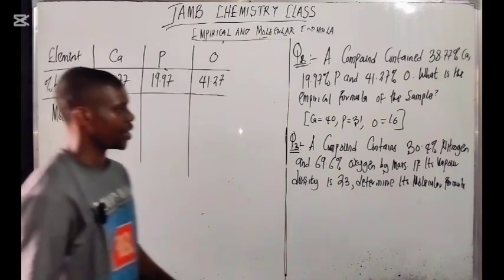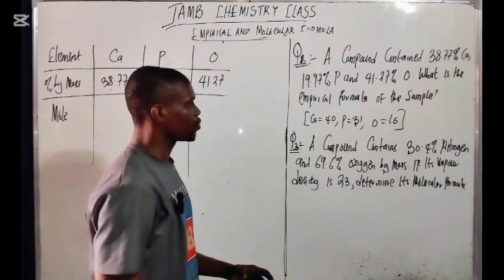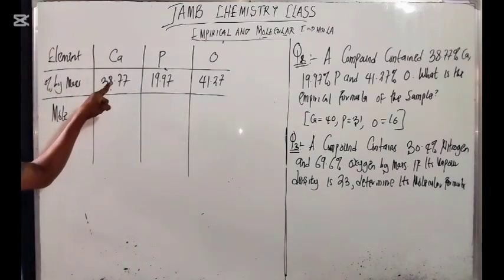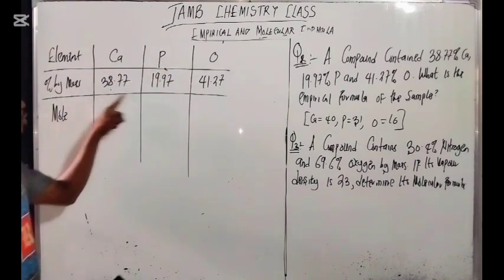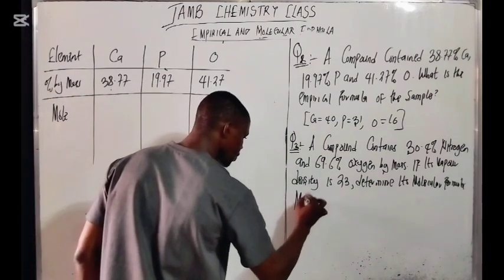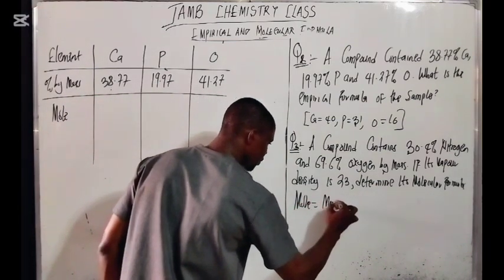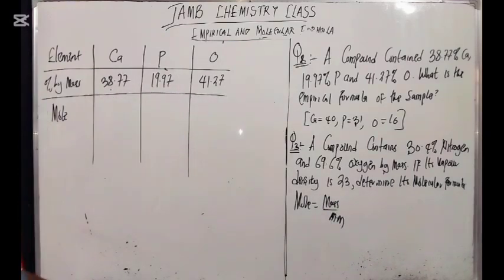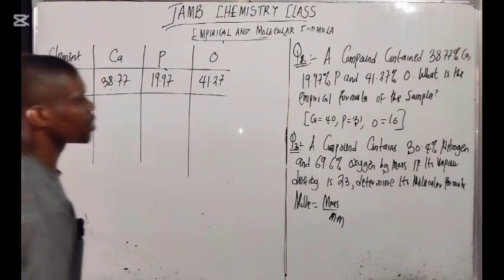How do you calculate the mole here? The mass over the molar mass. So the percent by mass gives the mass of calcium, phosphorus, and oxygen, all these ones here. Remember, like what I told you, mole equals mass over molar mass. So that is going to be what?